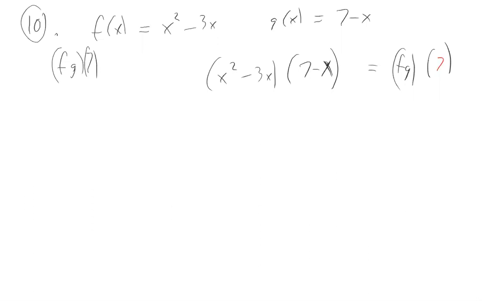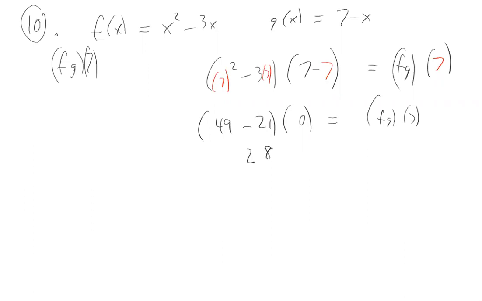So I need to erase this x as well and plug in 7 for that as well. And then I need to erase this x and plug in 7 for that, and then erase this x and plug in 7 for that. Now, 7 squared is 49. 3 times 7 is 21. 7 minus 7 is 0. And 49 minus 21 is 28.